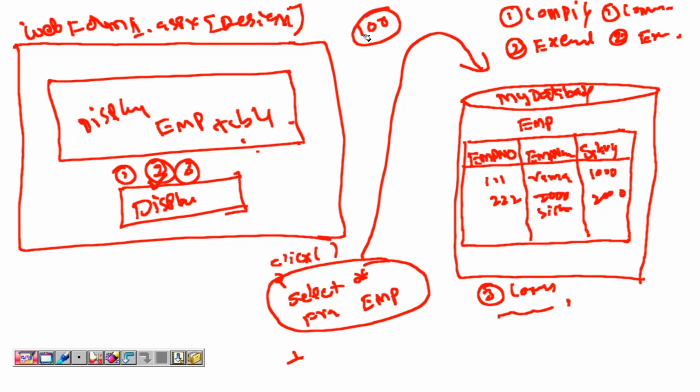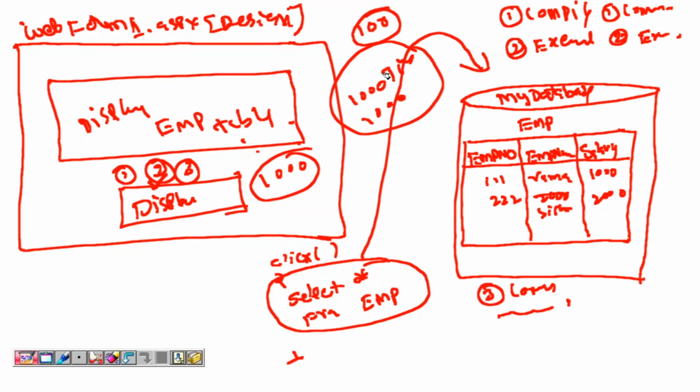The user clicked the button 100 times. How many times will it compile? 100 times. How many times will it execute? 100 times. I'm clicking this button 1000 times. How many times will it compile? 1000 times compile, 1000 times execution. So execution is required how many times? 1000 times. Output you require 1000 times. But compilation is required how many times? Only one time. The remaining 999 times, the compilation is called what compilation?